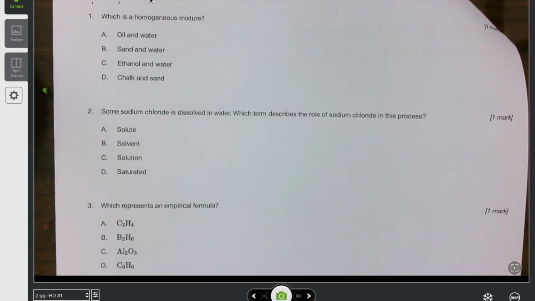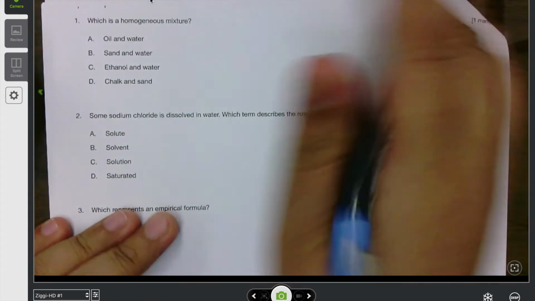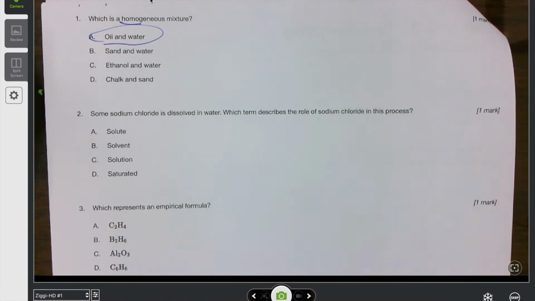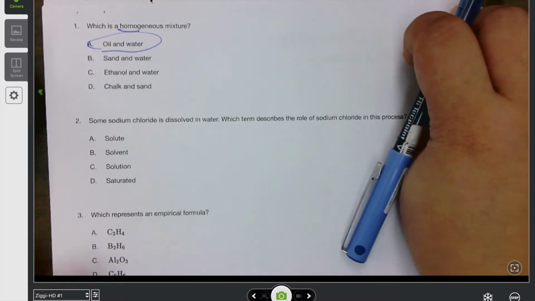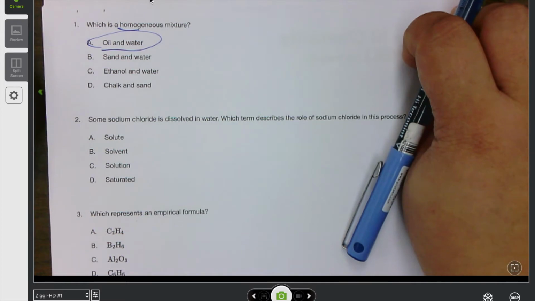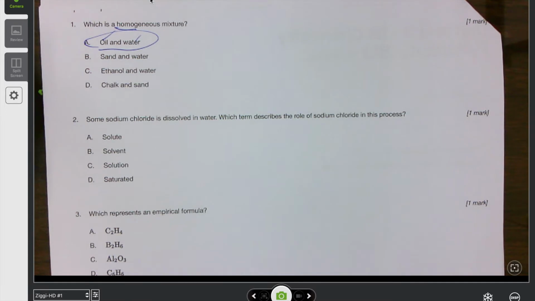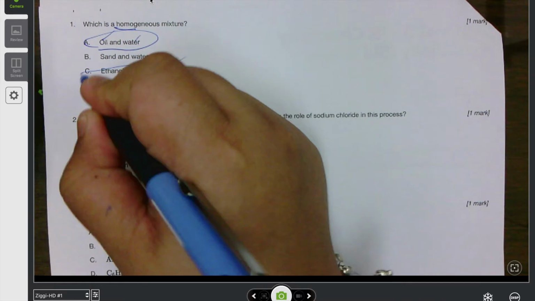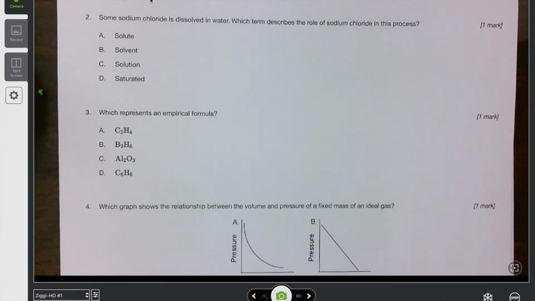Okay, stop or go? Homogeneous. Go. So same state. Explain to me why A is wrong. Bailey, why is A wrong? Because although they're the same state, they don't mix. Okay. Solid, liquid, liquid, liquid, solid, liquid. Correct answer is C.